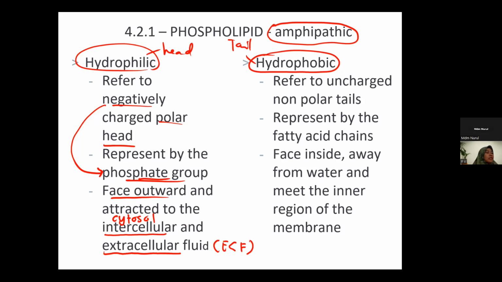Okay, faham? Right, so the hydrophilic is due to the negatively charged phosphate. So that's why it is always facing outward. Okay, right. So yang ni lah. So kepala mesti akan menghadap bahagian luar. And this is the head.